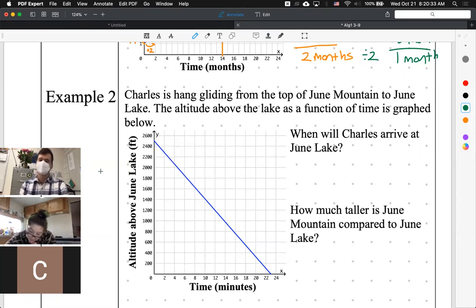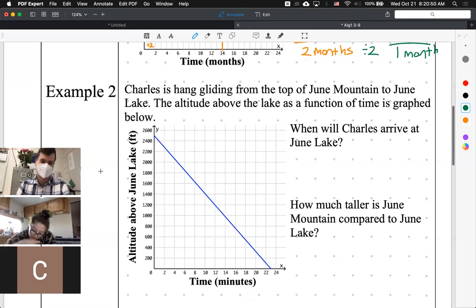Yeah, good question. And again, I did base this on the Wikipedia article for June Mountain and June Lake. June Mountain does have an elevation that is roughly 2,500 feet above June Lake. So these are accurate problems. I tried to be, at least.